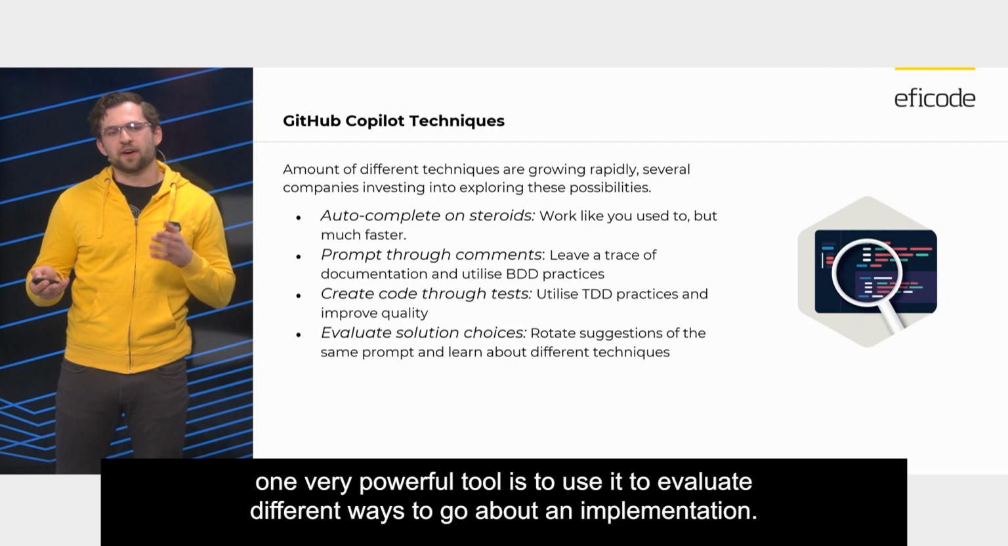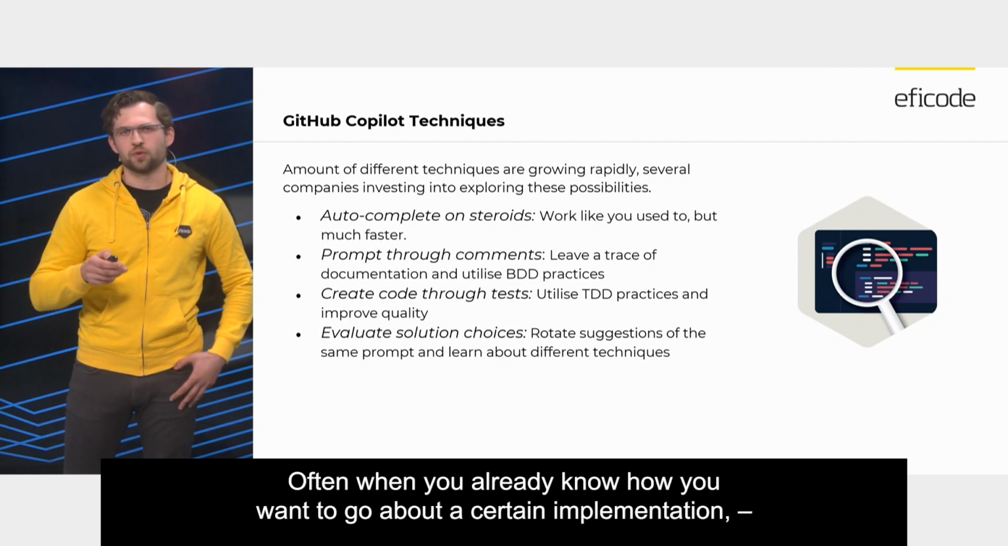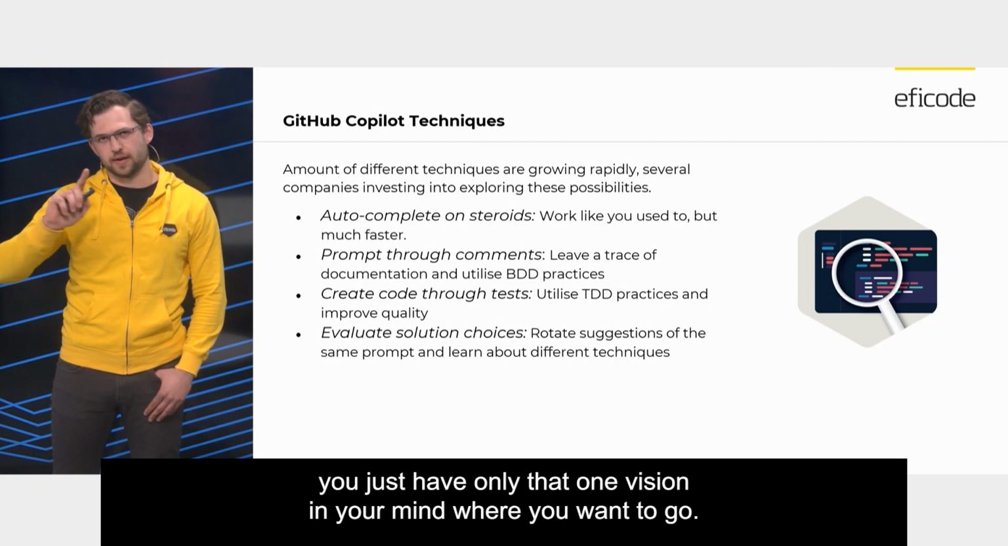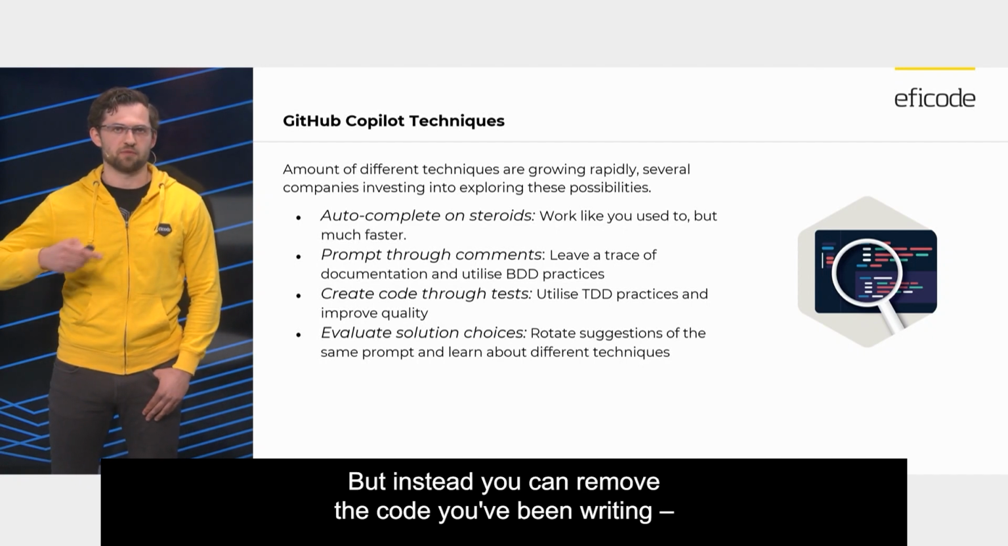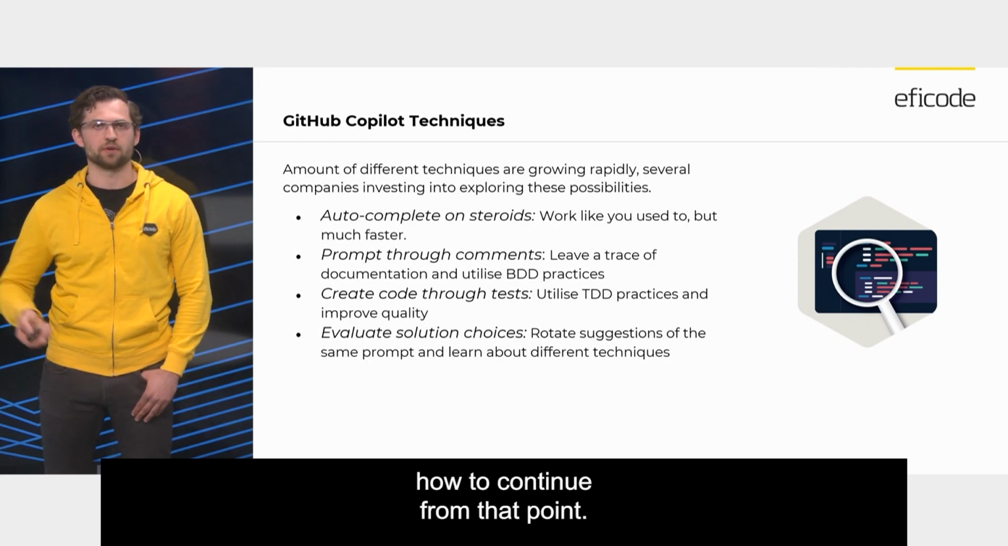Lastly, one very powerful tool is that you can use it to evaluate different ways to go about an implementation. Often when you already know how you want to go about a certain implementation, you will have only that one vision in your mind of where you want to go. But what you can do instead is remove the code you've been writing, and instead prompt it to give you 10 different suggestions for how to continue from that point.